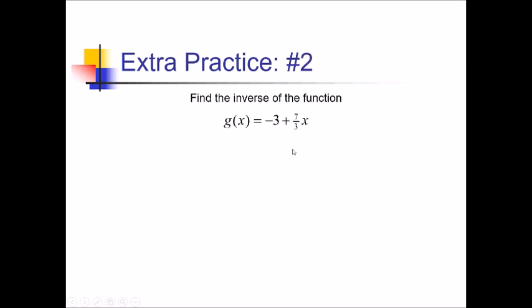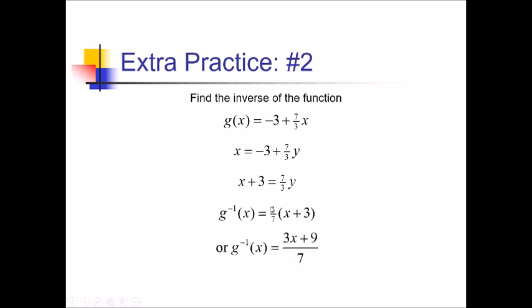To find the inverse function for this one, we're going to switch x and y in the beginning. So we have x equals -3 plus 7/3 y. Next, we have to get y by itself. So let me start by adding 3 over to the left side. And then to get y by itself, I've got some options here. The fastest way would be to multiply both sides by the reciprocal of this, so 3 over 7. And we can write then g inverse equals 3/7 parentheses x plus 3. Or if you wanted to simplify it a little more, we could do 3x plus 9 all over 7, just distributing that 3 and then dividing everything by 7.